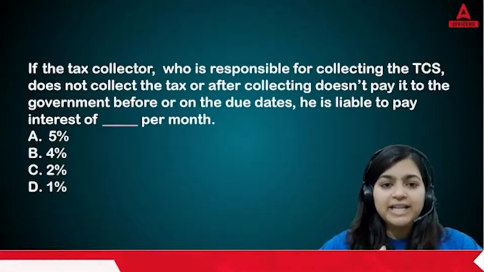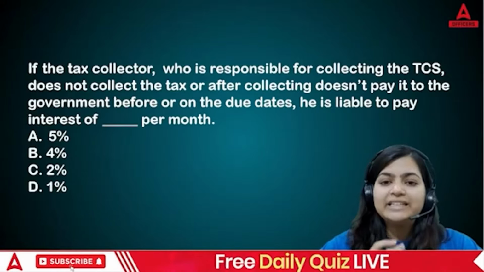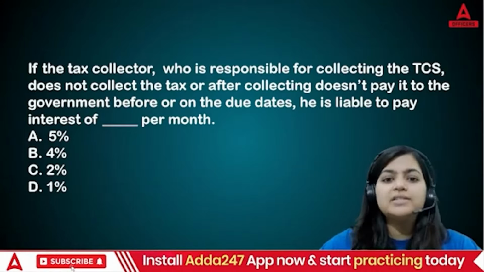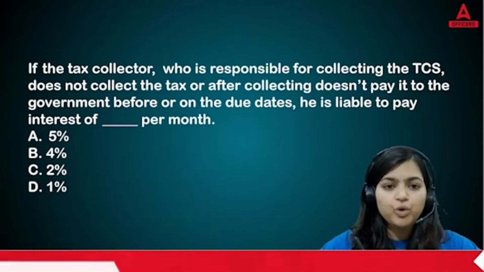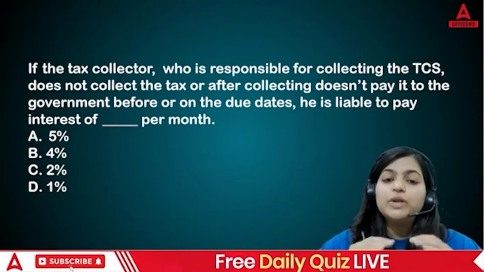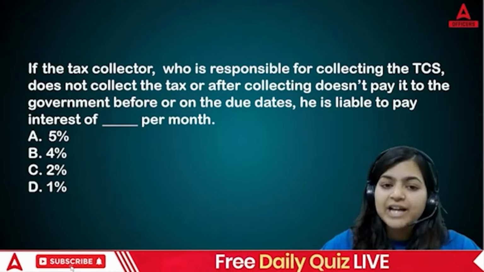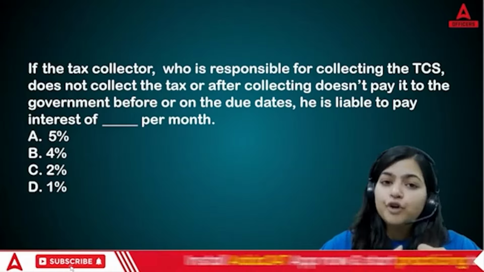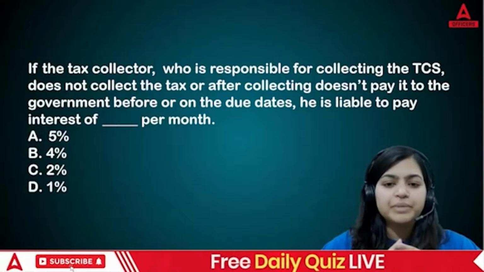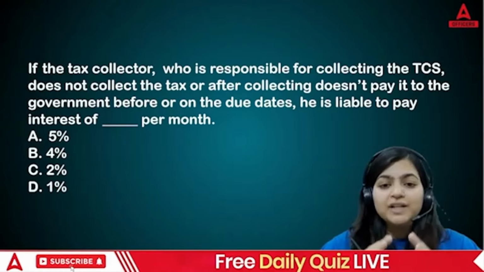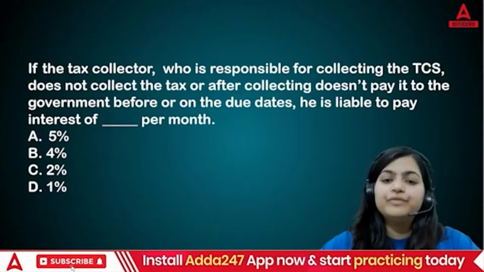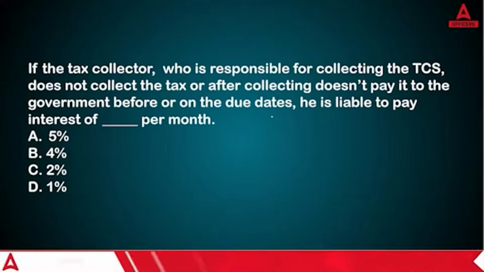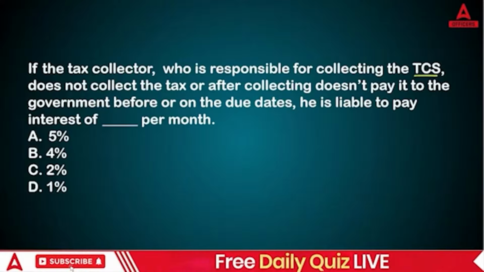If the tax collector, who is responsible for collecting the TCS, does not collect the tax, or collecting doesn't pay it to the government before or on the due dates, so he is liable to pay interest of dash per month. Now you have 4 options: 5%, 4%, 2%, 1%. Yes. Now first we need to understand what is the meaning of TCS. So everyone just see on your screen. TCS means tax collected at source. Okay.